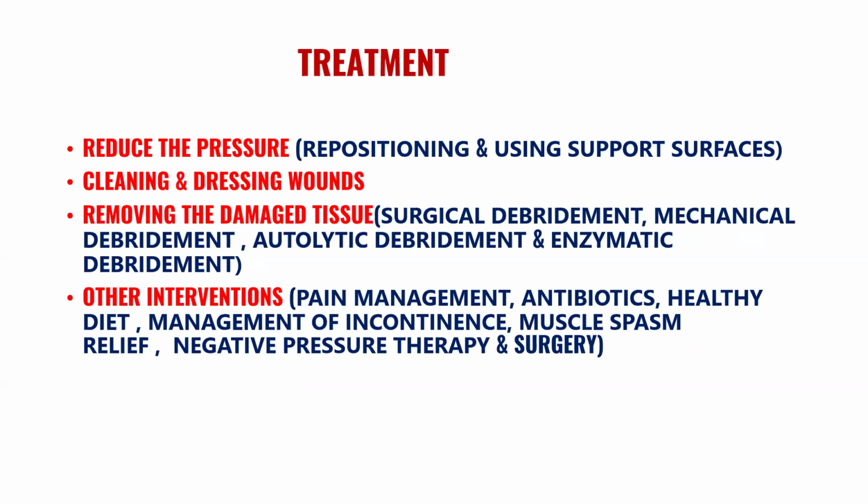The treatment is based on 4 categories here. First category is reducing the pressure, such as repositioning and using support surfaces. Number 2 is cleaning and dressing wounds. Number 3 is removing the damaged tissue through surgical, mechanical, autolytic, or enzymatic debridement. And lastly is other interventions such as pain management, antibiotics, healthy diet, management of incontinence and muscle spasm, plus negative pressure therapy and surgery.